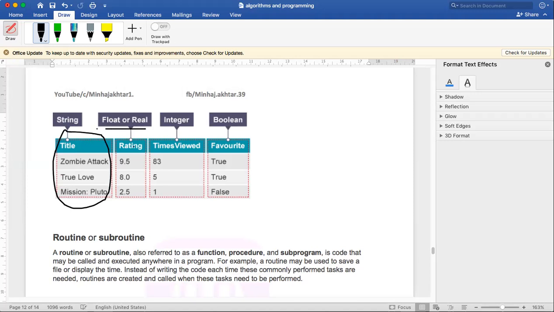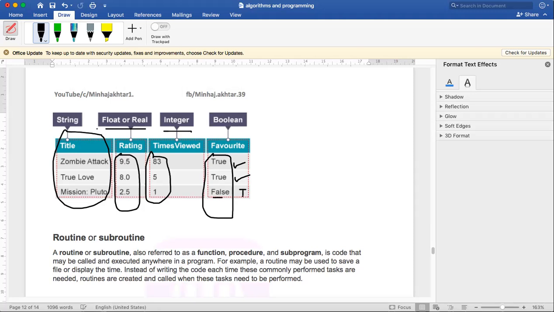Next is real or floating. You can see the decimal values are there. It's a very good thing. Then you can see integer, times viewed, like Zombie Attack is viewed by the people 83 times, and then 5 times, and then Mission Pluto 1 time. And the favorite, yes, the favorite is Boolean, true or false. Zombie Attack is my favorite, true. True Love is my favorite, true. Mission Pluto is also my favorite. Why did they write false? It should be true.